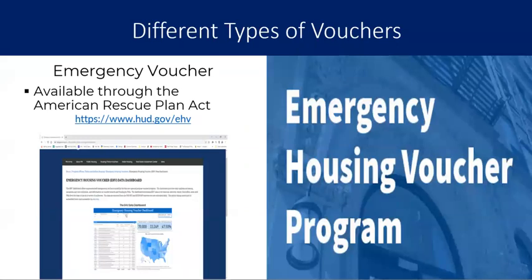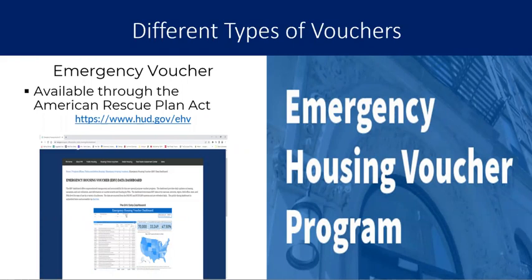The Emergency Housing Voucher Program is available through the American Rescue Plan Act. HUD is providing over 70,000 housing choice vouchers to local housing authorities to administer in order to assist individuals and families who are homeless, at risk of homelessness, fleeing or attempting to flee domestic violence, dating violence, sexual assault, stalking, human trafficking, recently homeless, or have a high risk of housing instability.